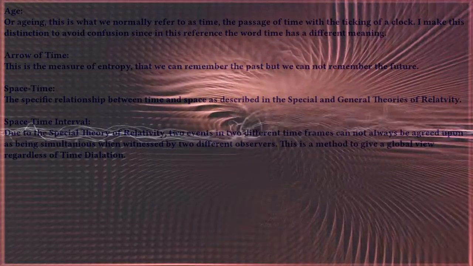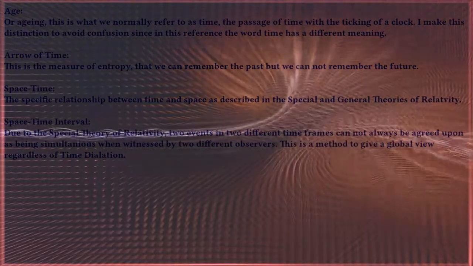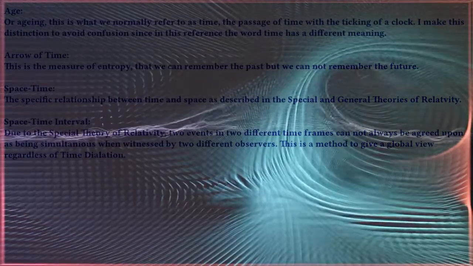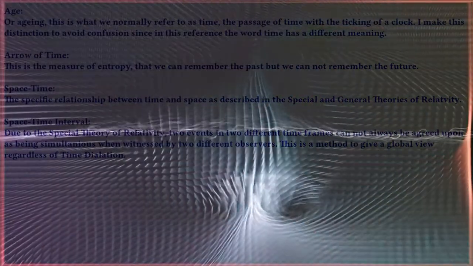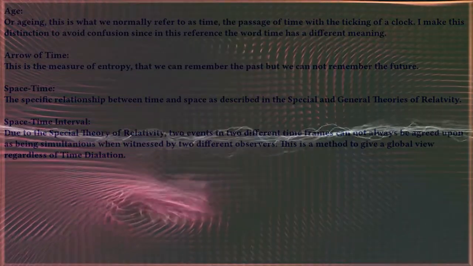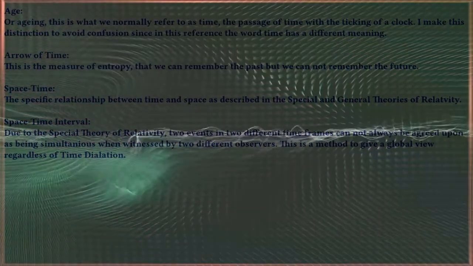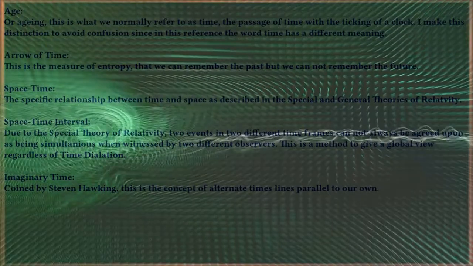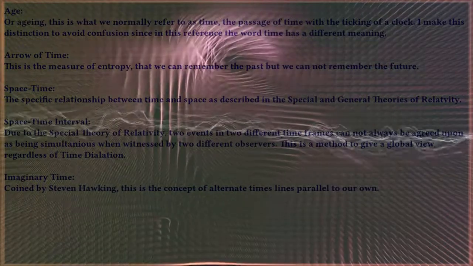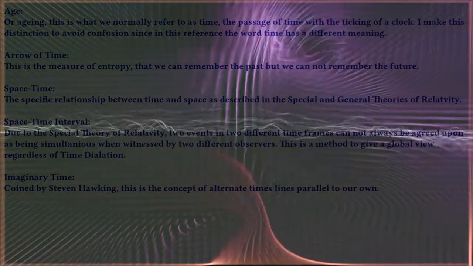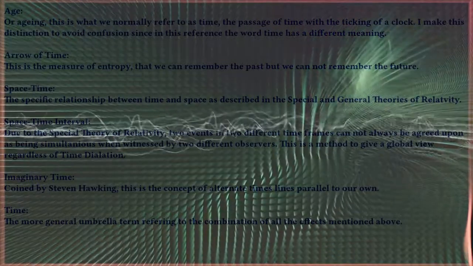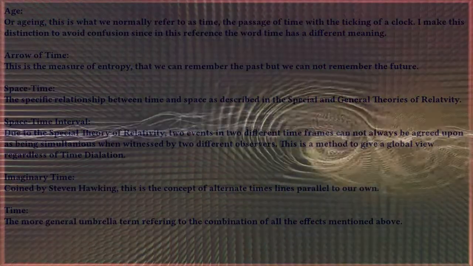Space-time interval: due to the special theory of relativity, two events in two different time frames cannot always be agreed upon as being simultaneous when witnessed by two different observers. This is a method to give a global view regardless of time dilation. Imaginary time: coined by Stephen Hawking, this is the concept of alternate timelines parallel to our own. Time: the more general umbrella term referring to the combination of all the effects mentioned above.